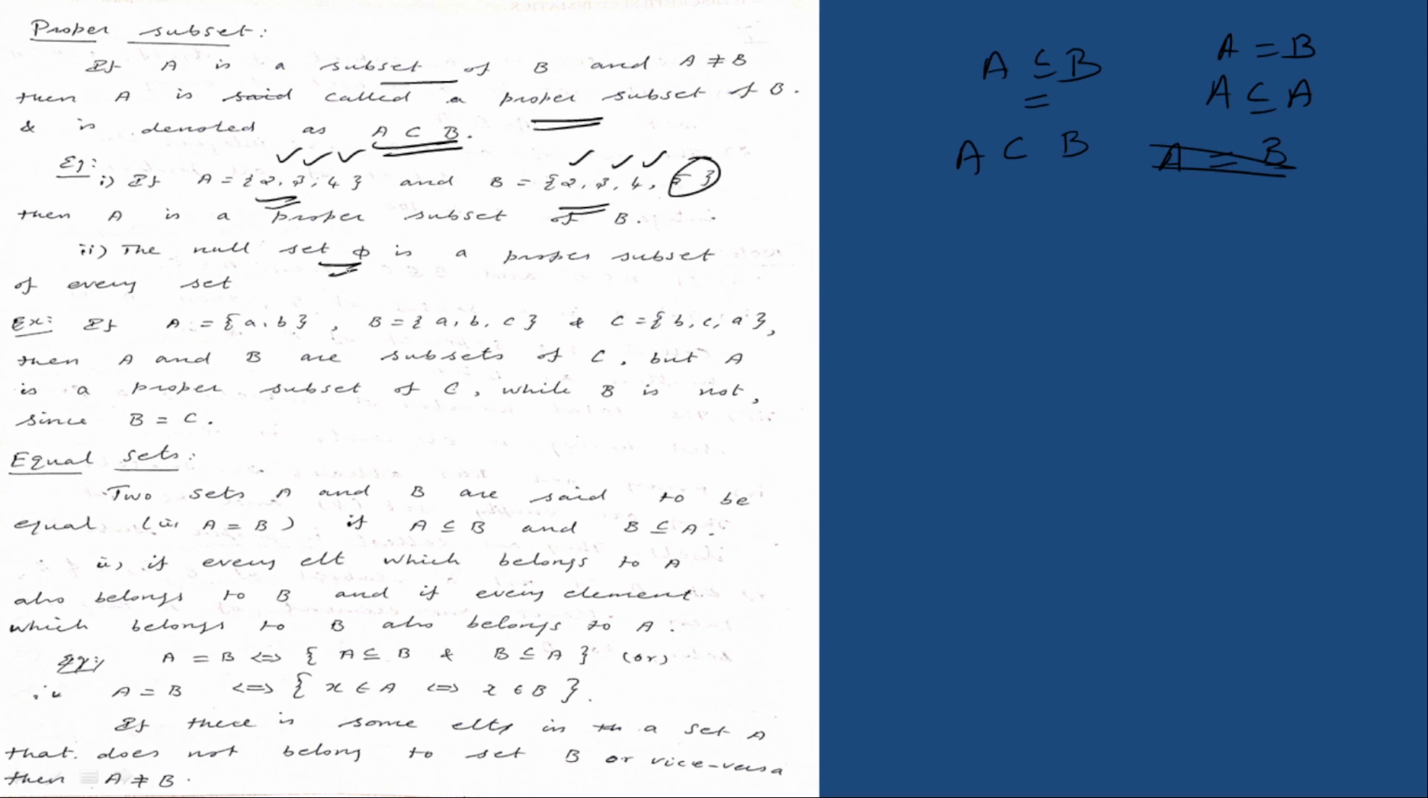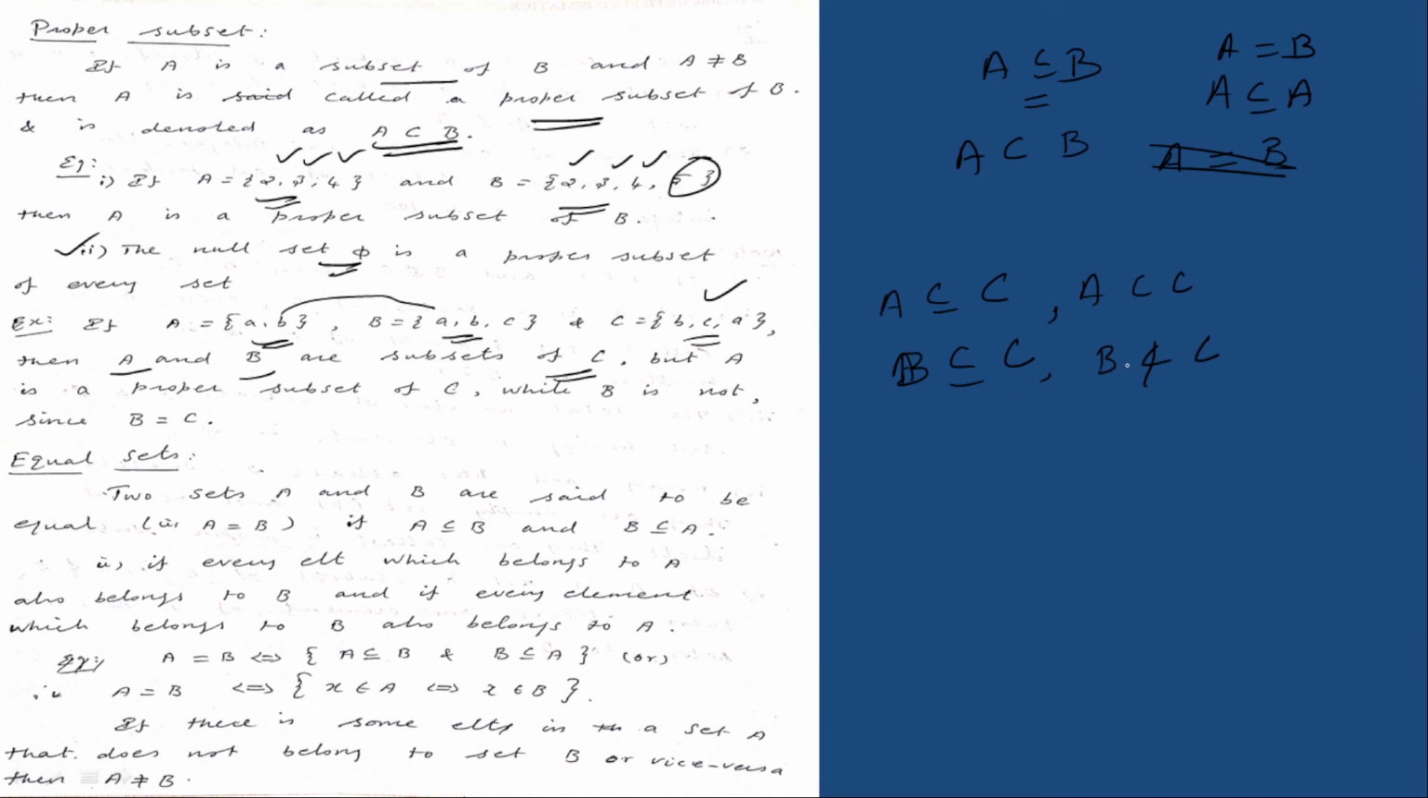The second one, the null set is a proper subset of every set. Next example, if A is the set of 2 elements a, b, B is the set of 3 elements a, b, c, and C is the set of 3 elements b, c, a, then A and B are subsets of C. Also A is a proper subset of C. But we can't say B is a proper subset of C.